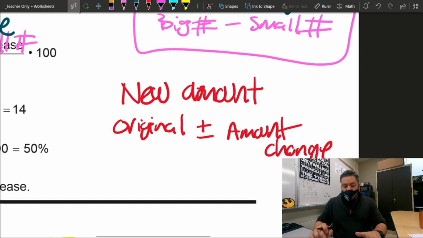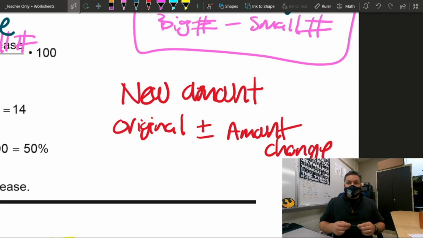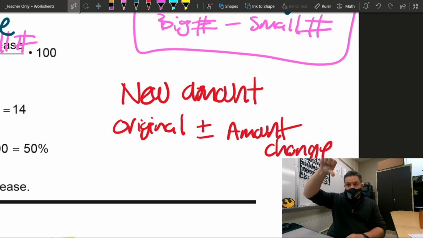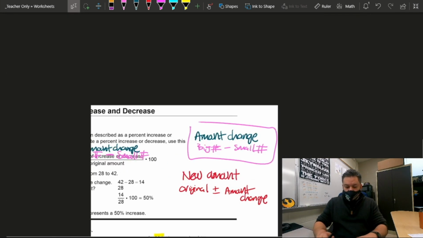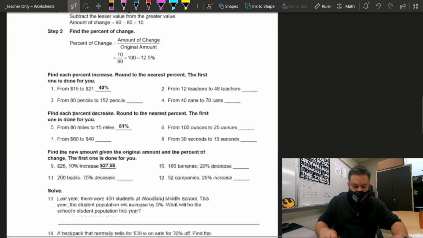Now, why does it say plus or minus? Because you're going to have two things happening: either an increase or a decrease. So if it's an increase, once you find the amount change, you're going to add it back to the original. And if it's a decrease, or a sale or a discount or something like that, you're going to subtract the amount that you found from the original, and that's going to be the new amount. So let's rewrite this formula over here and work on this real quick.